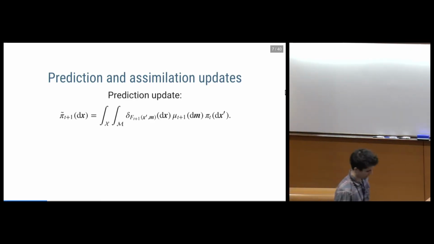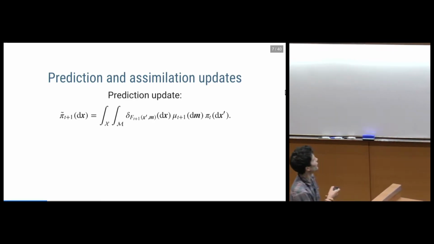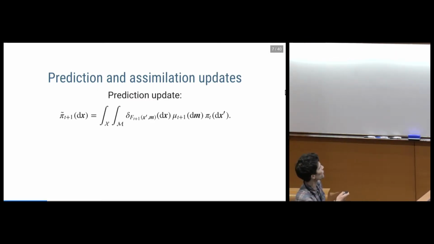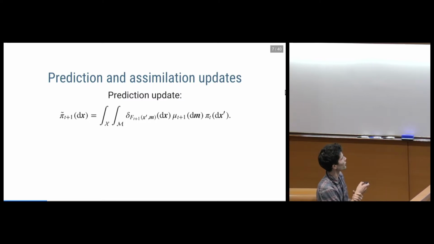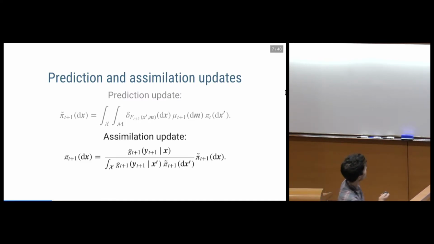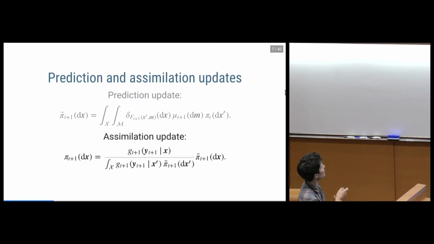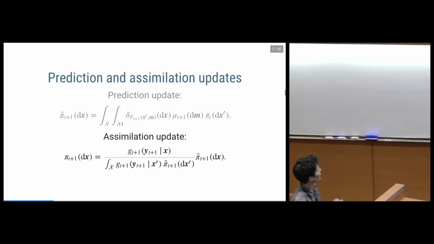The prediction update has this form here. So what we're saying here is that we push forward through this state update operator, averaging over the noise variables. And then the assimilation update, which will typically be the harder one to account for in practice, we can think of as just Bayes' rule. We're taking into account the current observation density, and we're having to renormalize.